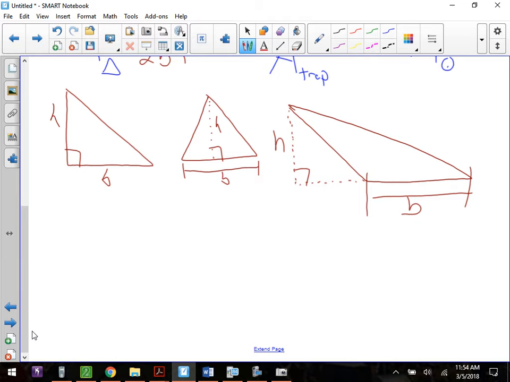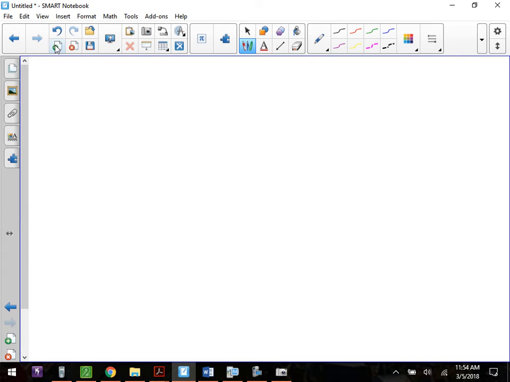Trapezoids. What do trapezoids look like? So a trapezoid has one set of parallel sides.